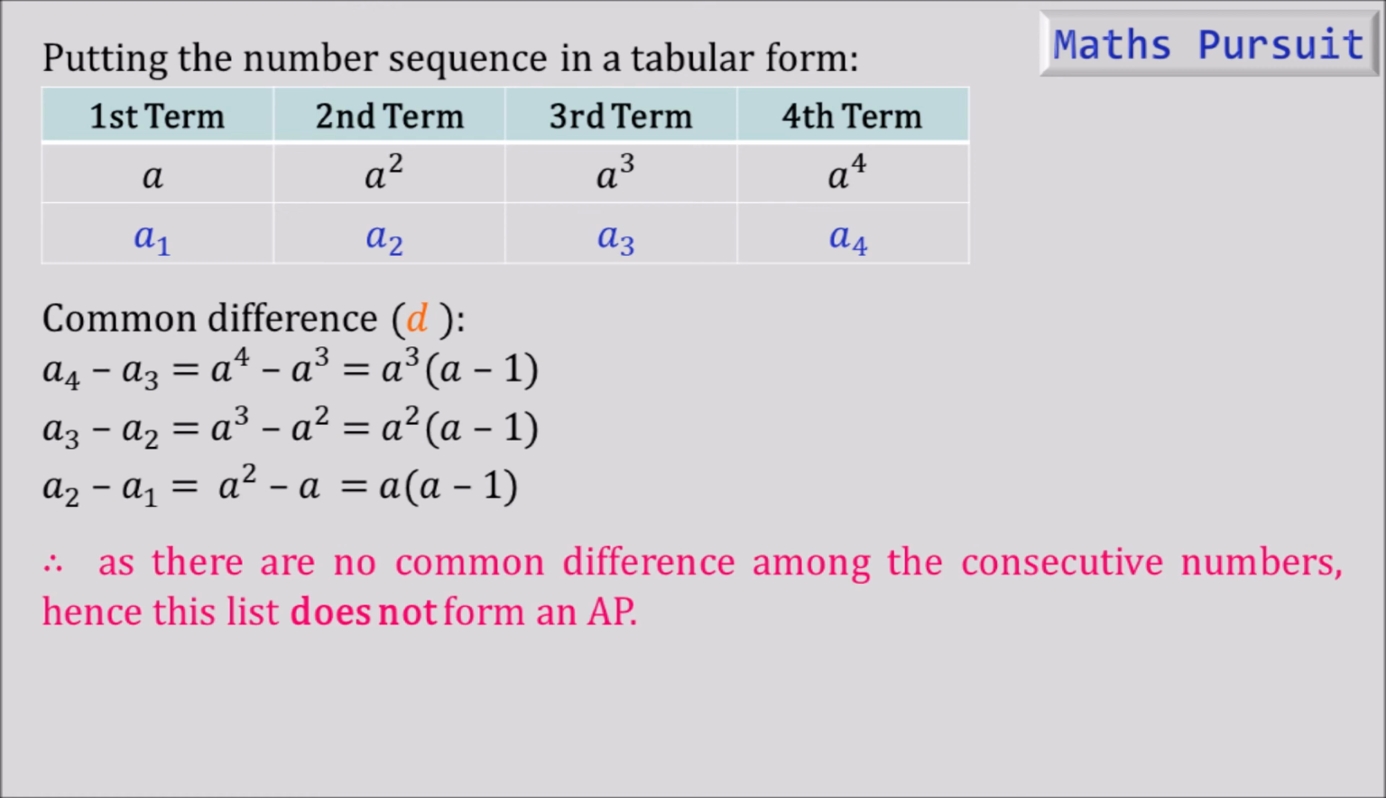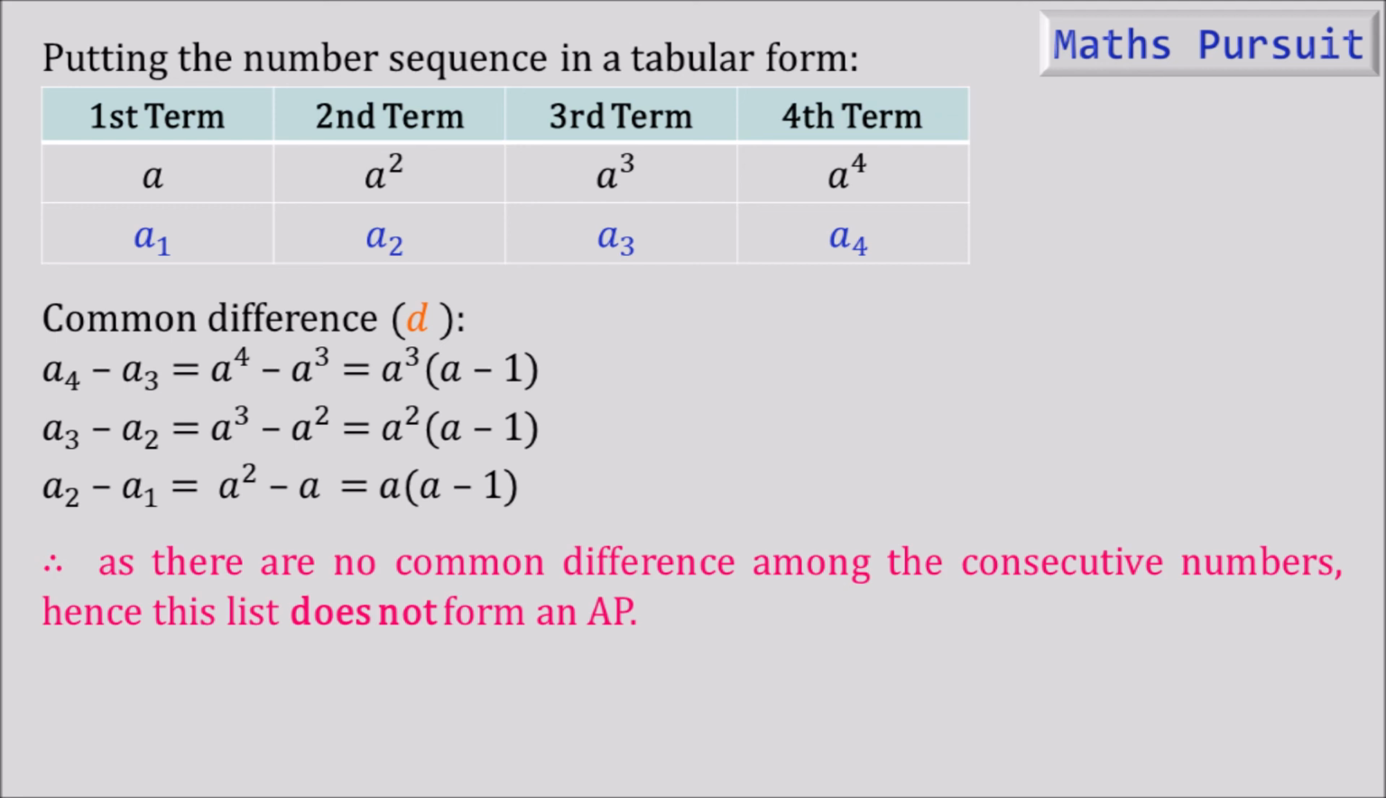Therefore, as there is no common difference among the consecutive numbers, this list does not form an arithmetic progression. Guys, we could see that here we are not getting a common difference. Each time the differences are different. In the first case we are getting a to the power 3 into (a minus 1). Secondly we are getting a to the power 2 into (a minus 1) and then a into (a minus 1). So these differences are varying.